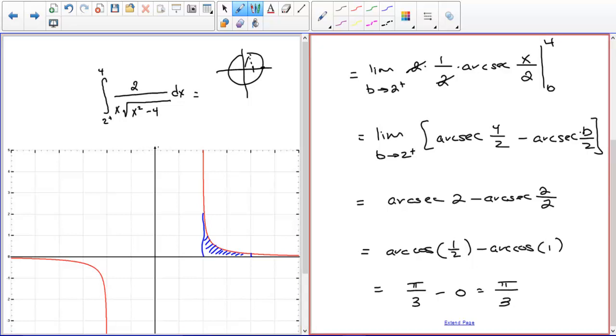So it does have a finite result, which means that this function, 2 divided by the square root of x times the square root of x squared minus 4, approaches the vertical asymptote at x equals 2 quickly enough that this little sliver of area is small enough that it will give you a finite result. Okay.